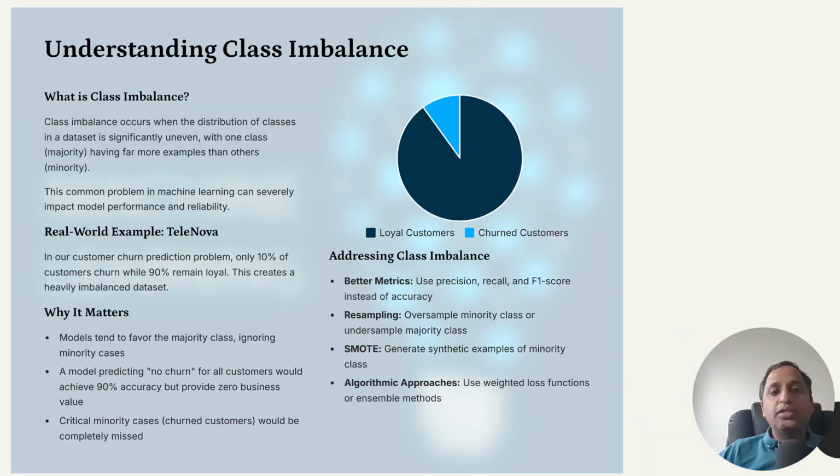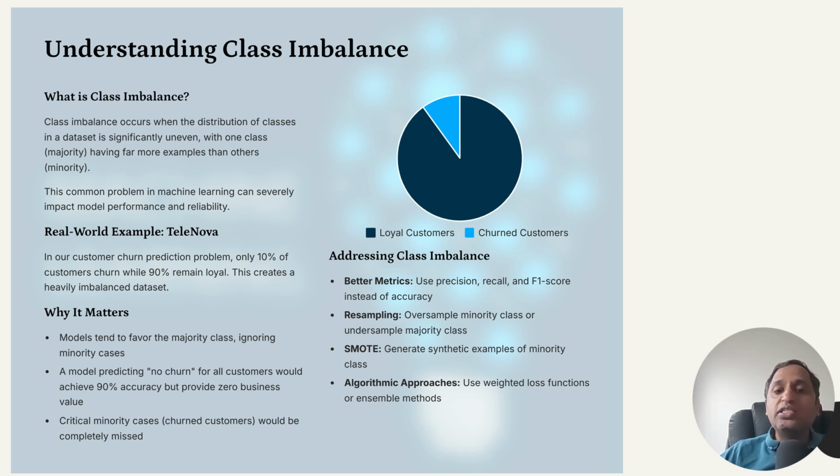So another important issue we uncover during EDA is class imbalance, and this one is especially critical in business applications like churn prediction or fraud detection. So class imbalance means when one category in your target variable heavily outweighs the other. For example, in our Telnova example, only 10% of customers churn, whereas 90% stay back. That means that we are having a highly imbalanced data set.